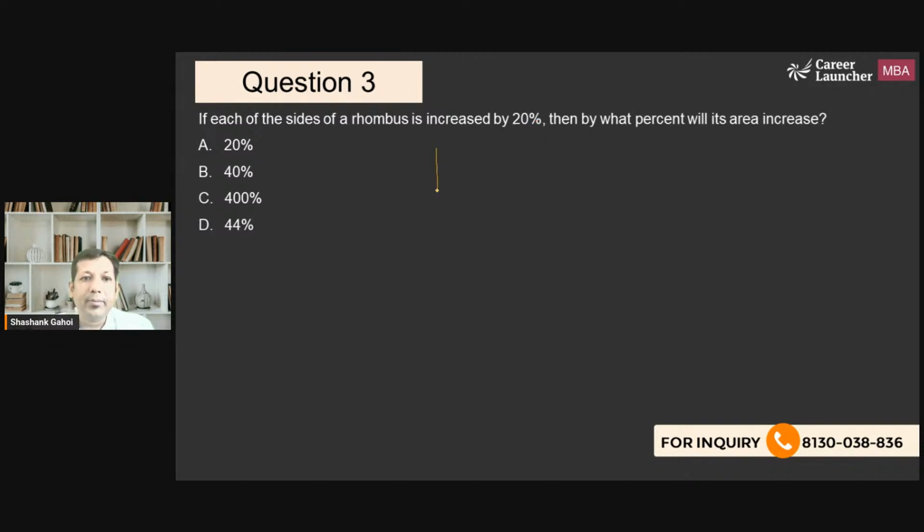Let's say the initial side of the square is 10 and 10. Later on, the side increases by 20%, so the side becomes 12. The initial area is 10 into 10, that is 100. The final area is 12 into 12, that is 144. So the initial area is 100, the final area is 144, and the overall percentage increase is going to be 44%.